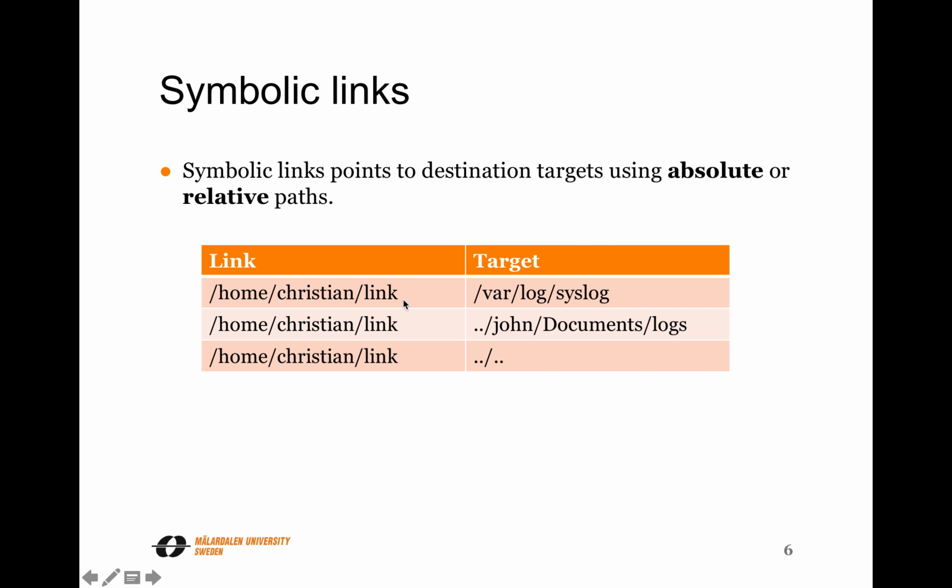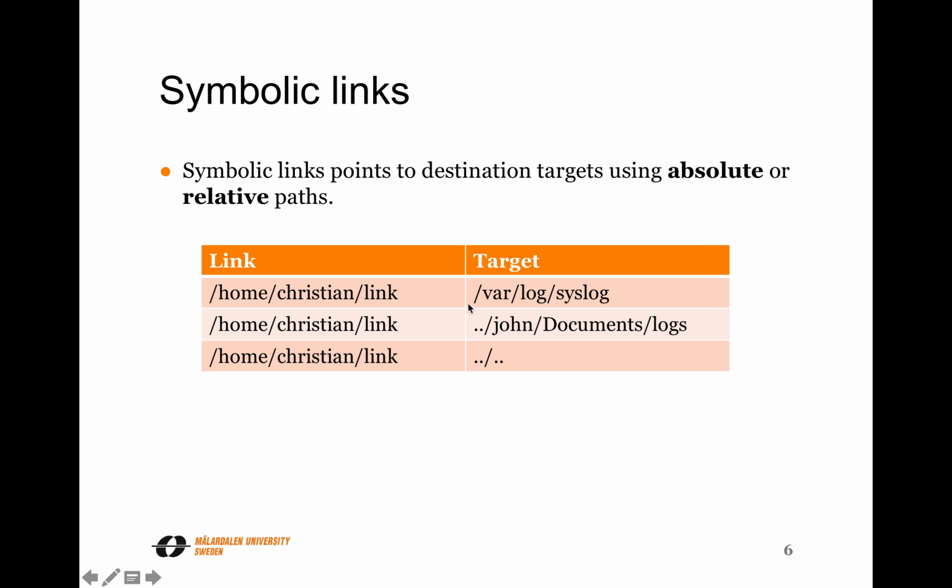So in this case, if the link is /home/christian/link and the target is /var/log/syslog, this will actually point to the absolute path of the syslog file. In the second case, however, this points to a relative path. The relative path depends on where the link is stored to begin with. And we will go a little bit deeper on that.